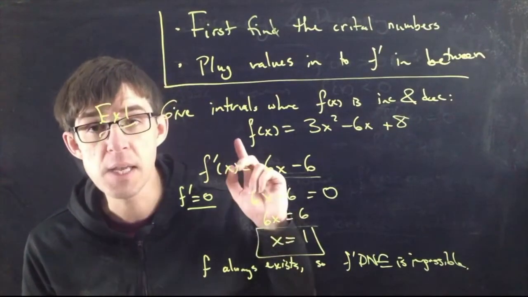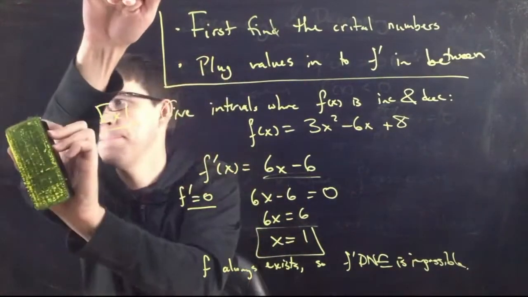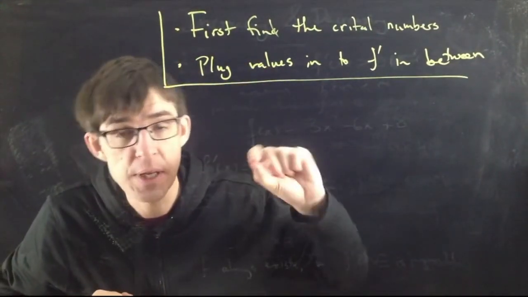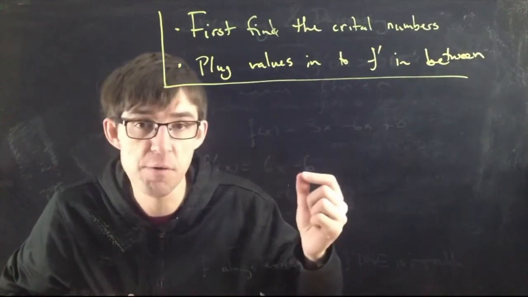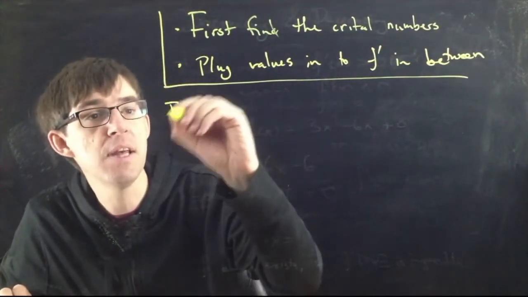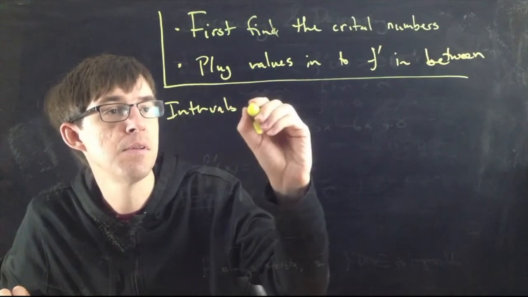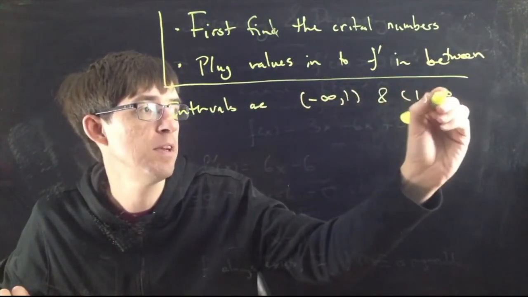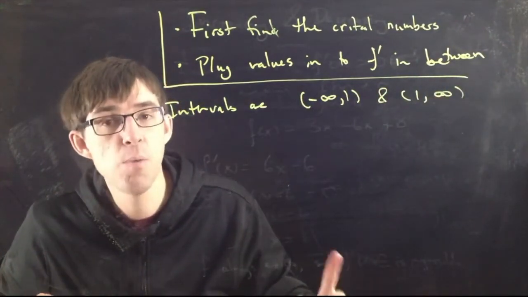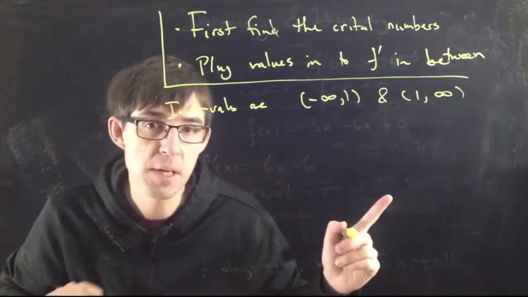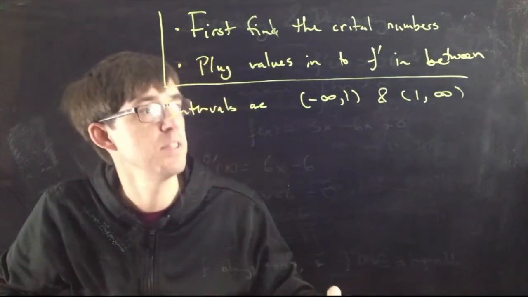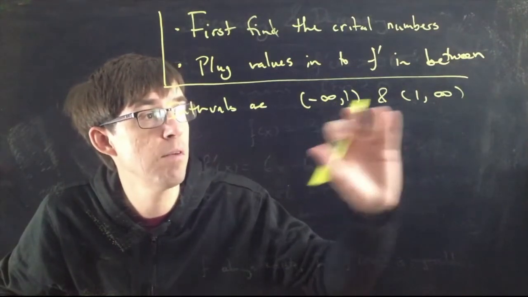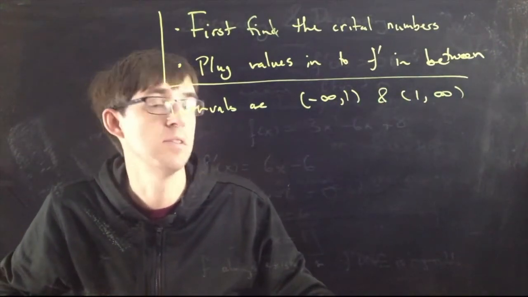That means, actually, you can say at this point what the intervals are. x equals 1 is the single point at which it switches from being increasing to decreasing, or maybe decreasing to increasing. We don't know yet. But anyway, that means the intervals are minus infinity to 1 and 1 to infinity, right? We don't know which is which, but we do know the two intervals must be those two things.